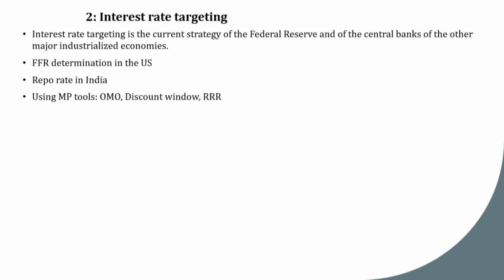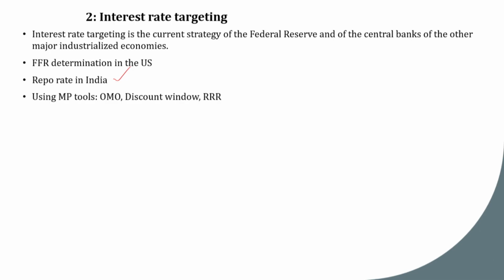This is one target. The second one is interest rate targeting. Interest rate targeting is the current strategy of the Federal Reserve and of the central banks of the other major industrialized economies. So the Fed funds rate is the interest rate target. You know that in the last session we discussed the FFR determination in the US as part of interest rate targeting. And in India, the repo rate is also a part of interest rate targeting. So using monetary policy tools, that is, open market operations, the discount window and the reserve ratio, they influence the interest rate in the country.